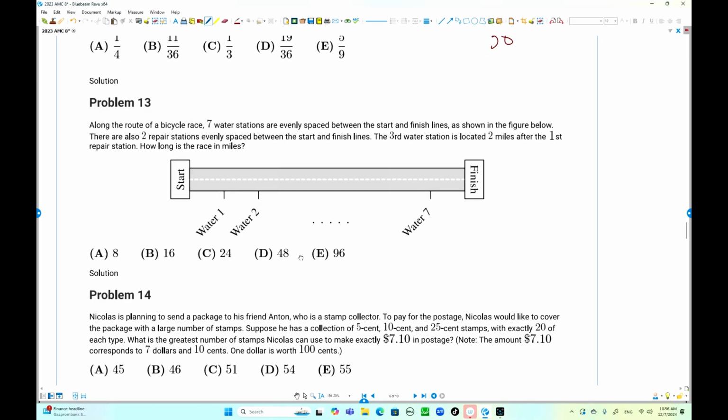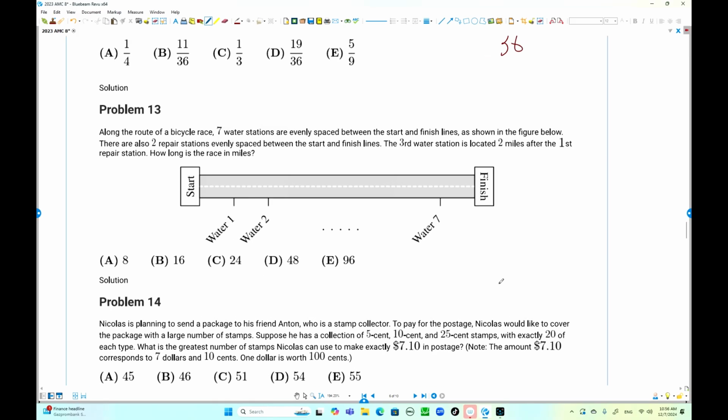The number is 13. Yeah, we have 7 water stations. So 1, 2, three, four, five, six, seven water stations there. And there are two repair stations in the middle, right? Two repair. One is over here, the other one is over here, right? Looks like two repair.